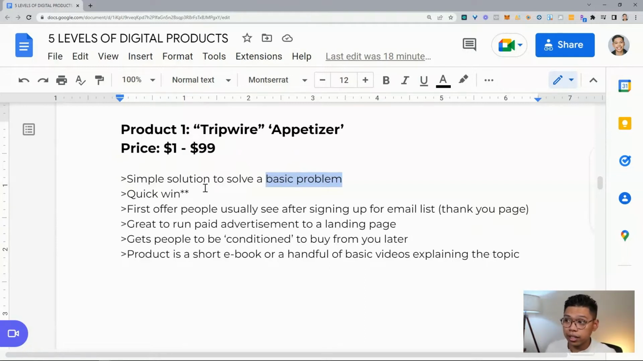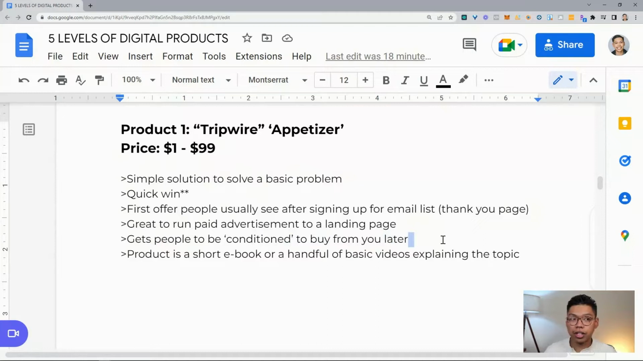And that's why it leads to people getting a quick win. Okay, you want that quick win. This is usually the first offer people see after signing up for an email list. So this can be another, and that's a reason why it's called a tripwire. Okay, so it can be that if you want to add it to a thank you page. It's great to run paid advertisement to a landing page. It gets people to be conditioned to buy from you later.